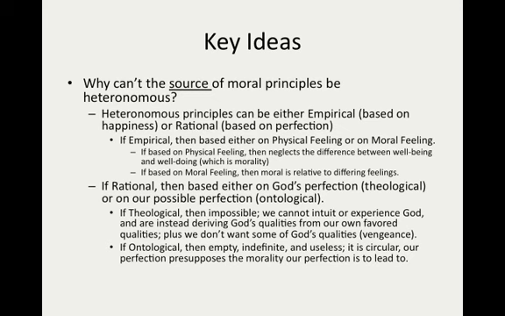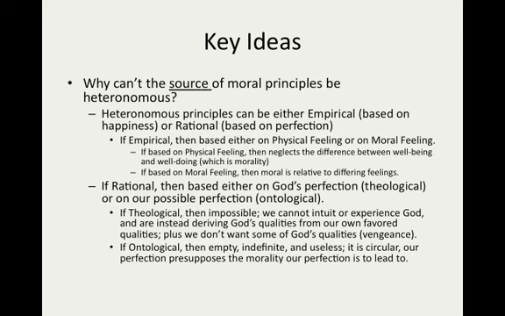So again, why can't the source of moral principles be heteronomous? Well, heteronomous principles can either be empirical, based on our happiness, or rational, based on perfection. He says if they're empirical, then they're based either on a physical feeling or a moral feeling, and if they were to be based on physical feelings, then that neglects the difference between well-being and well-doing. In other words, I'm hungry, I had my hunger satisfied, but that doesn't mean I satisfied it in the right way. If it's based on moral feelings, then morality is relative to different people's feelings and different cultural practices and traditions, and that gets rid of the universality of the moral law. So Kant says that can't be right.